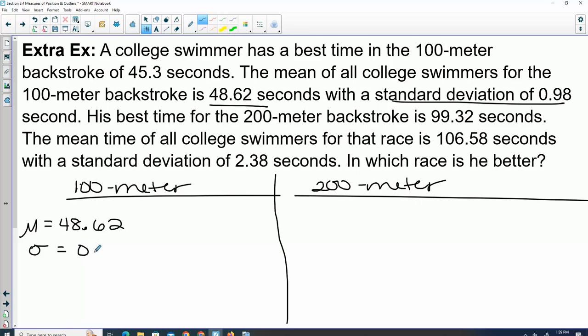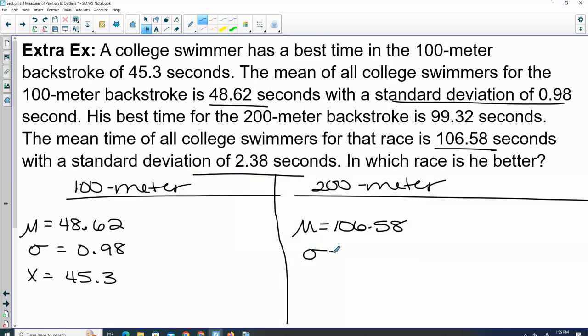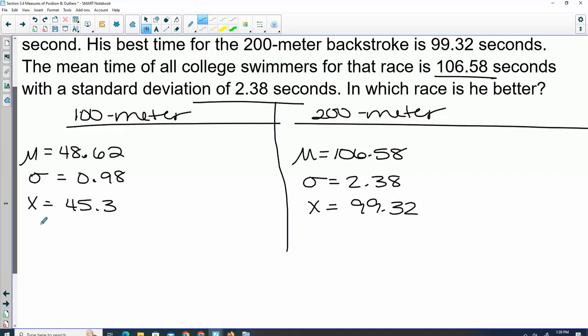Standard deviation 0.98. And what was his particular speed? In the 200 meter, the mean for that race was 106.58. The standard deviation of that race was 2.38. And his speed, 99.32. And I want to know in which race is he better.